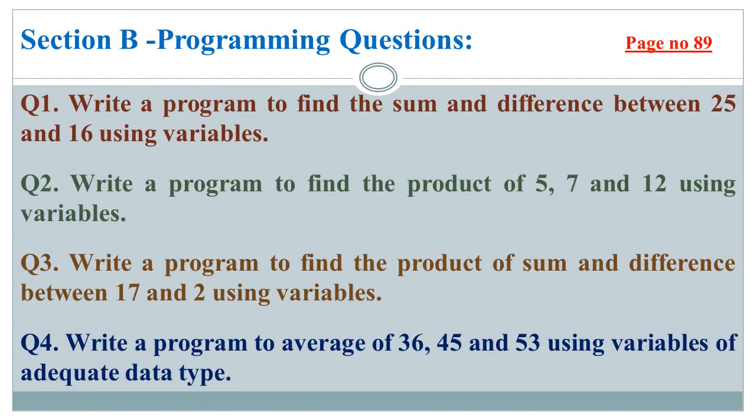Now the next question, number 3: write a program to find the product of the sum and difference between 17 and 2 using variables. In this program, we will define 5 variables, 2 variables for assigning the values and the next variables for finding the sum, difference and product. So let's start question number 3.